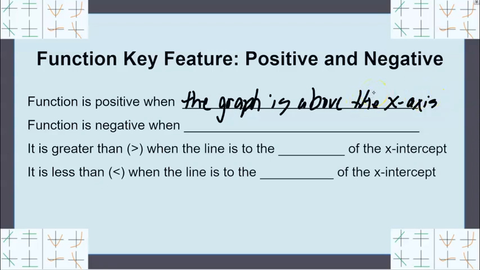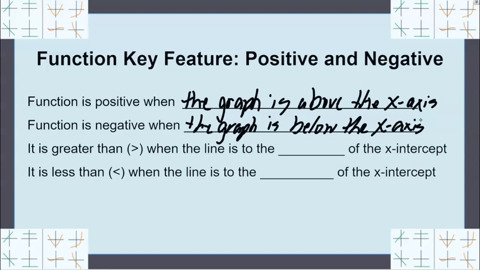The function is negative when the graph is below the x-axis. So that would be the very first thing you need to do, is identify which part of the graph is above the x-axis, that's positive, and which part of the graph is below the x-axis, which would be negative.